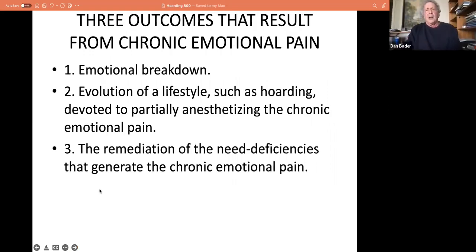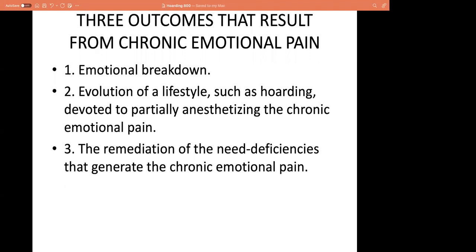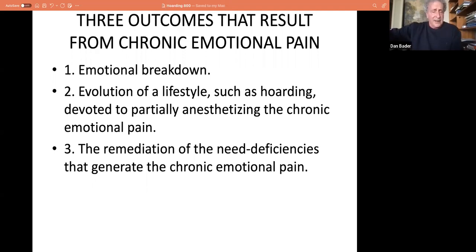All right, now, I've mentioned this a little bit, but there are three outcomes that result from chronic emotional pain: an emotional breakdown. And when you have a full-blown emotional breakdown, that usually means, if you're lucky, you end up in a psychiatric unit somewhere. You may end up incarcerated because you break the law as you break down. You may ruin relationships as you go through your full-blown breakdown. And you may end up committing suicide as you go through your emotions. So nobody wants to have that kind of full-blown breakdown. It just doesn't end well.